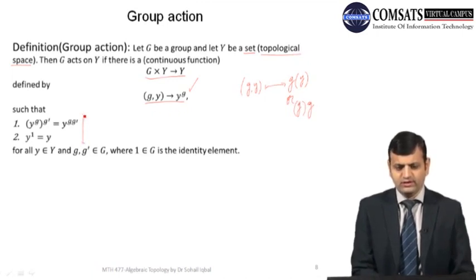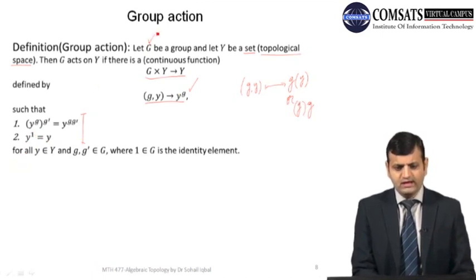So what are these two conditions that we must have if it is a group action? The first condition is y raised to the power g g prime is equal to y raised to the power g, raised to the power g prime. This is the same as the power rule that we have for real numbers, so it's very easy to remember. And the second is y raised to the power 1 is equal to y. Once again, it is one of the properties of real numbers that 2 raised to the power 1 is 2, so that's why it's easy to remember in this notation. Okay, and what is this 1?